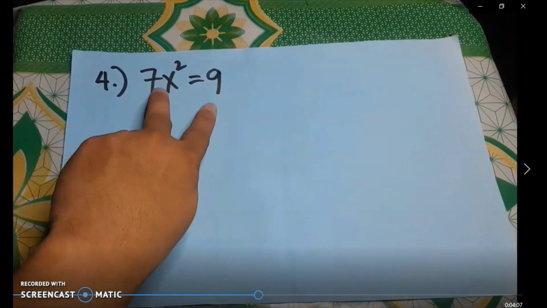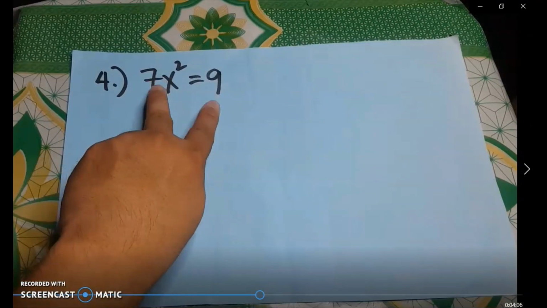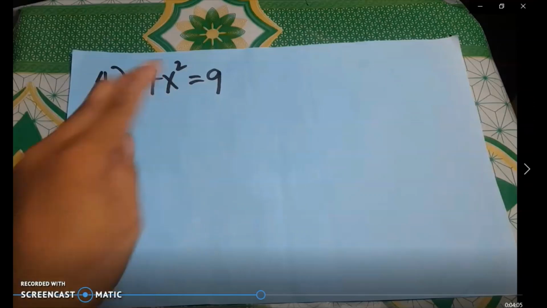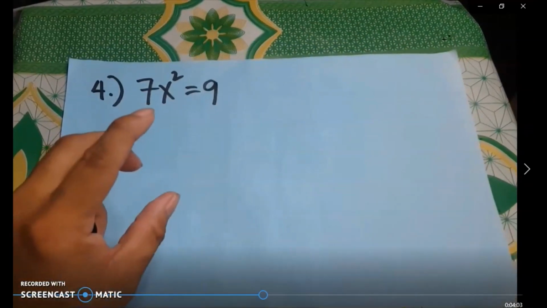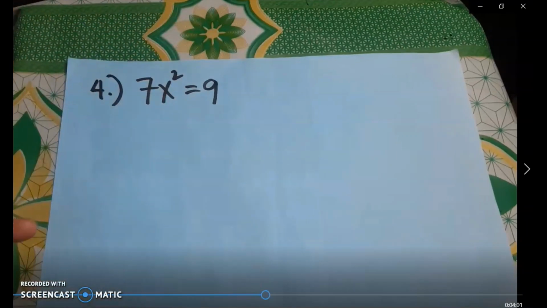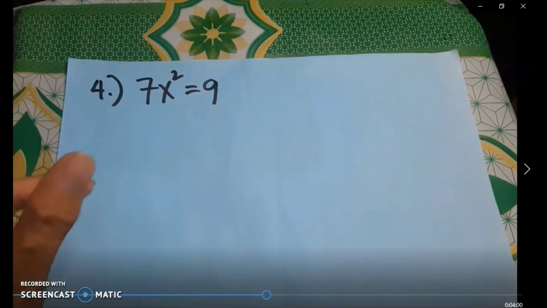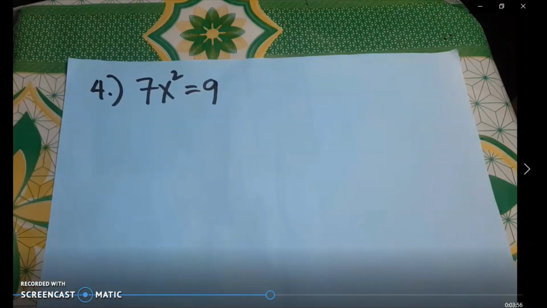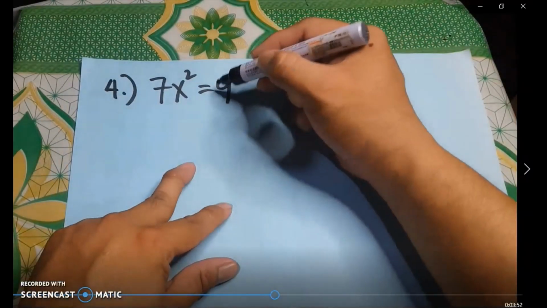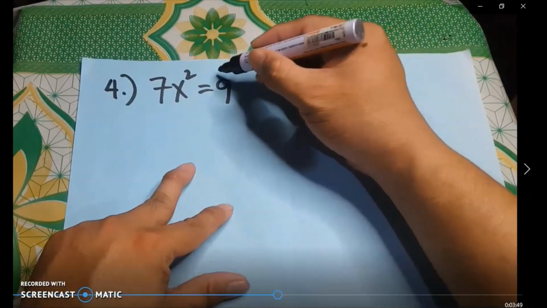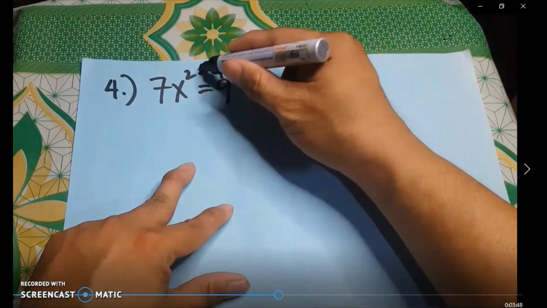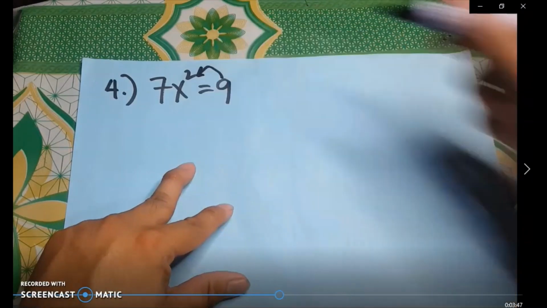Ito, always take note that when you are going to make use of the quadratic formula, dapat lahat ng terms niya ay on the left side of the equation. And it was arranged in the general form of the quadratic equation. So in the case of number 4, yung 9 nasa right side. So we have to move first 9 to the left side of the equation.